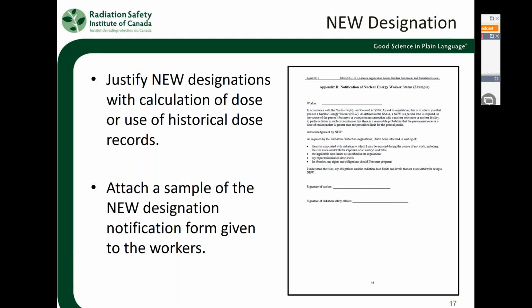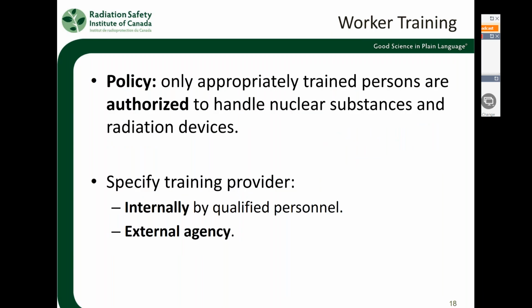The form for notifying a nuclear energy worker, you can get an example form in the license application guide. So Appendix D of RegDoc 1.6.1. So you'll want to attach that form. You do not have to use the example form. It gives you, again, a starting point, and it lists the information that needs to be included in that nuclear energy worker designation, or notification, I should say.